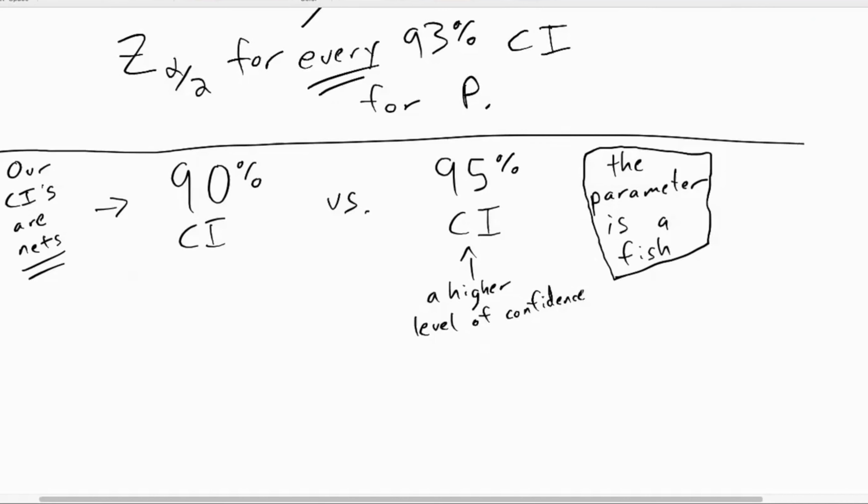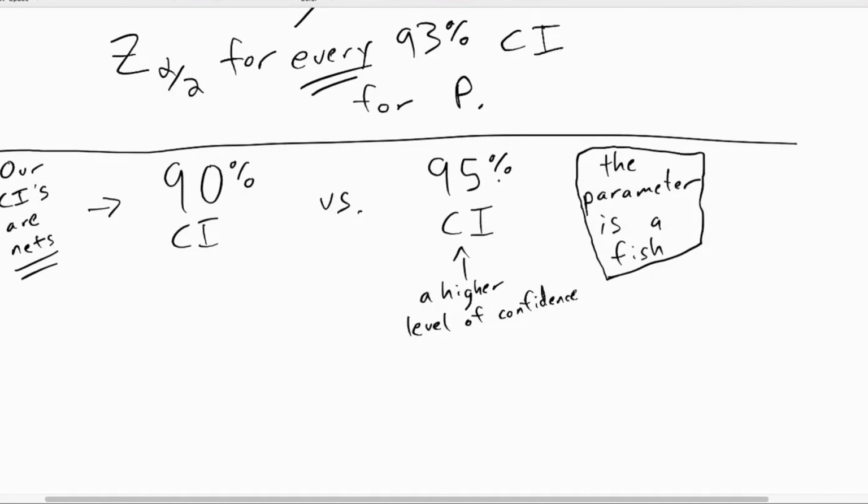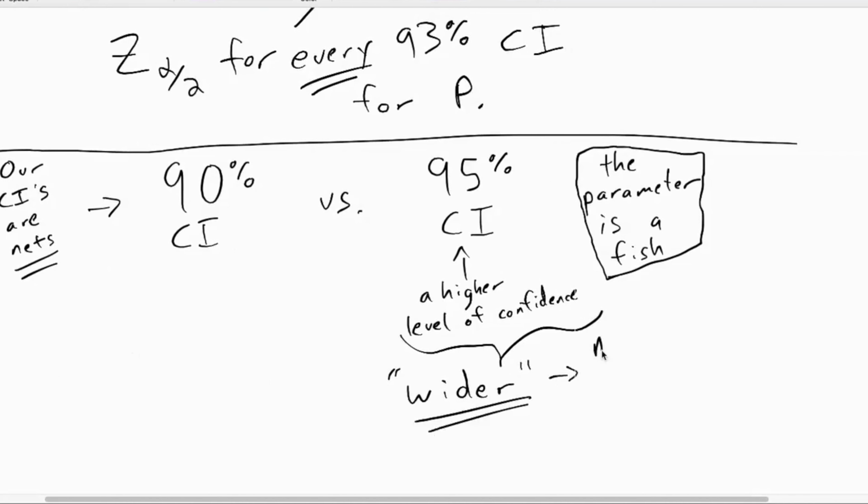Maybe that was a bad question. Okay, a different way. You have a tiny little net or you have a huge net. Which net are you more confident will catch your fish? The tiny one or the huge one? The huge one, right? No duh. For a higher level of confidence, your interval ends up being wider. You're more confident it will catch the fish.